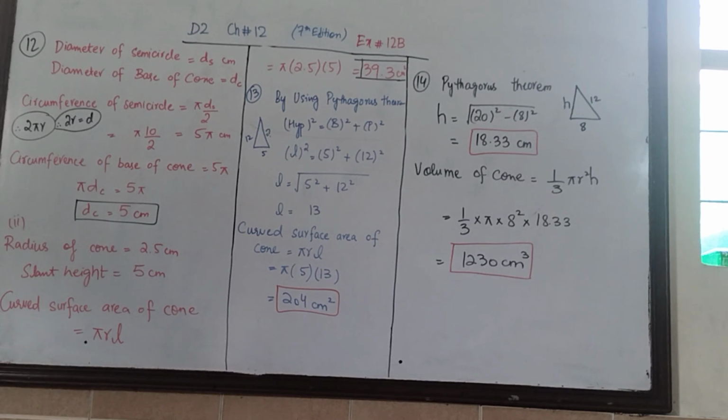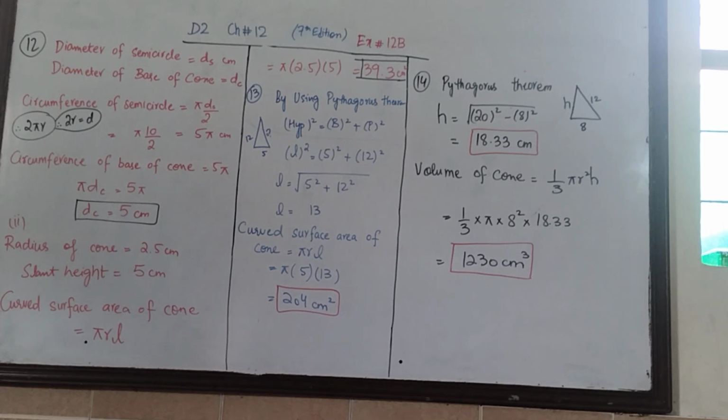To find the perpendicular, you have to take base square to the left hand side. Hypotenuse square minus base square is equal to perpendicular square. So this is your formula. H is equal to the square root of hypotenuse square minus base square, and you will get the answer 18.33. Here I have written it wrong again. The slant height is given as 20, not 12. In the figure I have written it wrong.